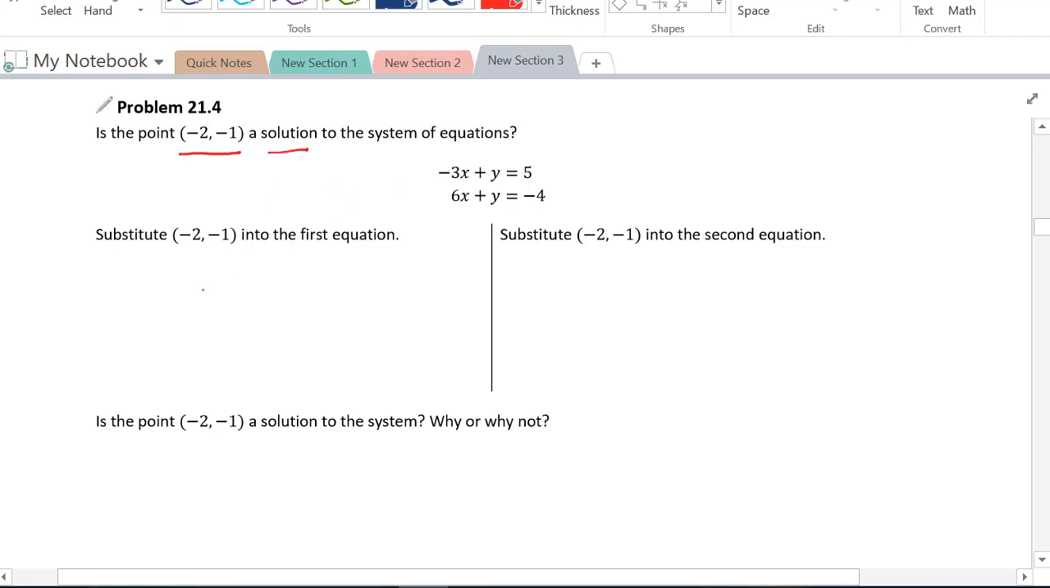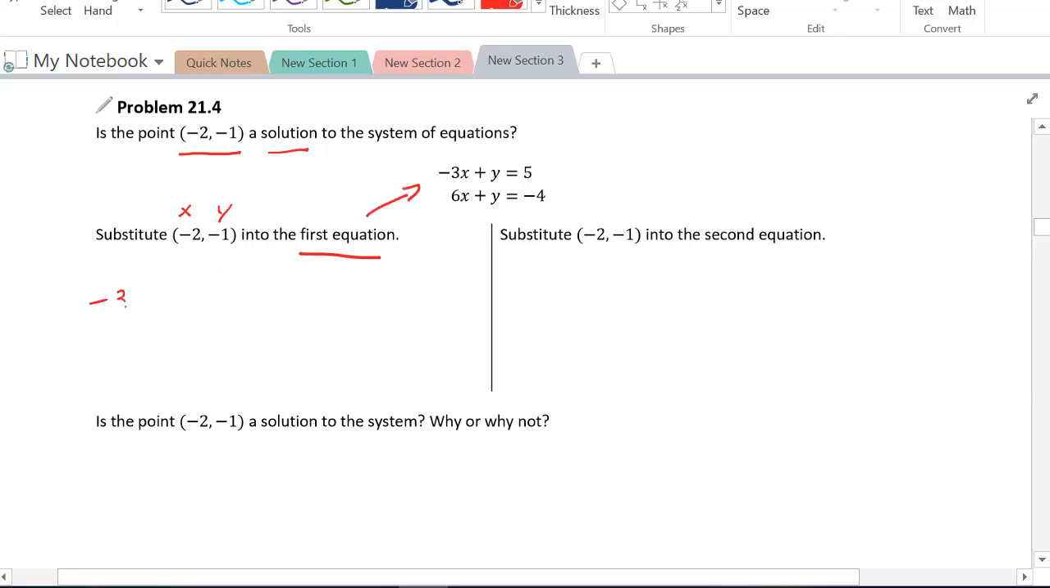So, how do you know if it's a solution to the system? Well, this point has to satisfy both equations for it to be a solution to the system. Okay, so let's see if it satisfies both equations. So here we're told that the x value is -2 and the y value is -1. So we're going to plug it into both equations. So first we're going to plug our point into the first equation.